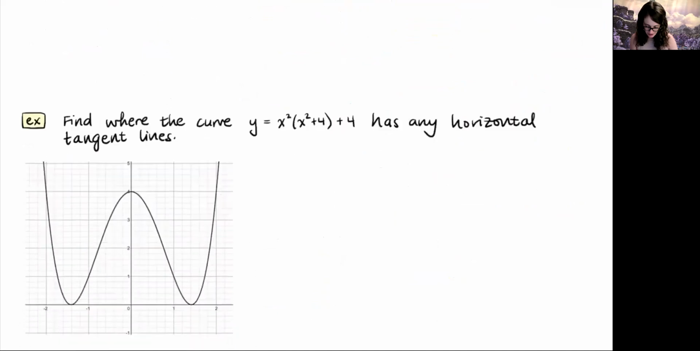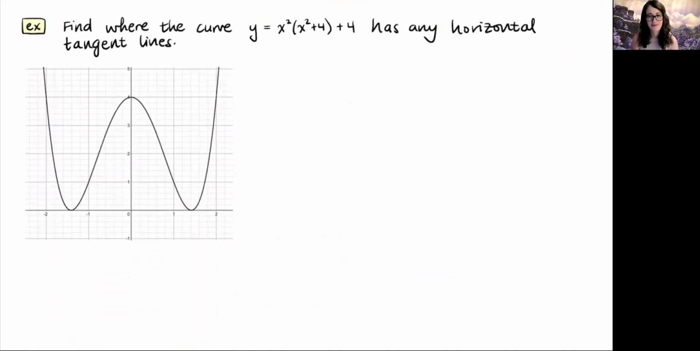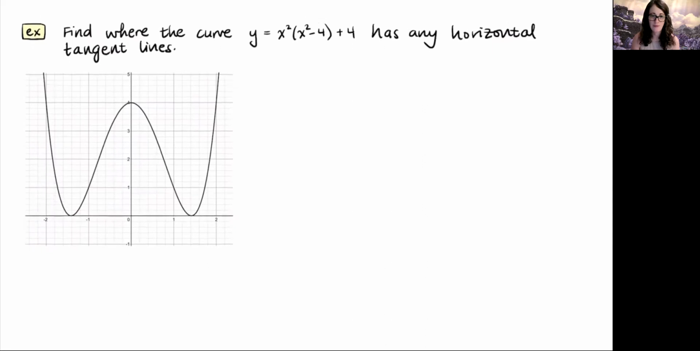Example number 2. Oh, I wanted to change this. Sorry about that. So let's make this x squared times x squared minus 4 in parentheses, and then all of that plus 4. So that's the curve we're going to look at here. That's the curve that I have graphed here. It's got this weird W shape. We want to find where this curve has any horizontal tangent lines.